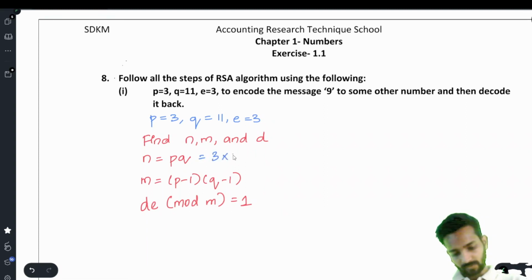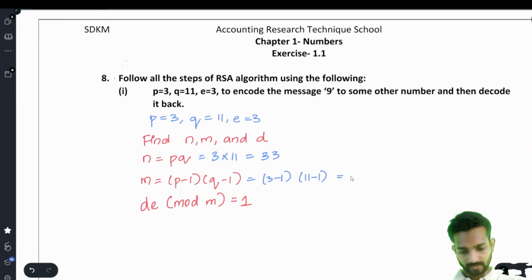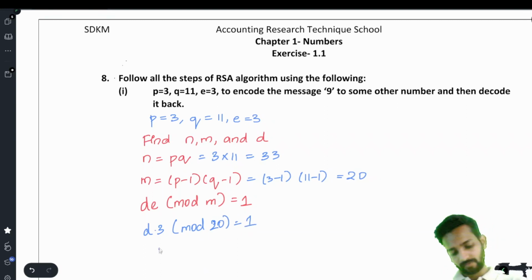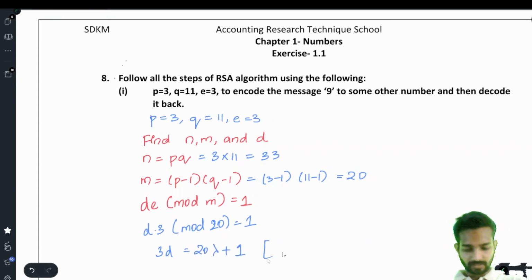Now pq will be 3 into 11, that will be 33. This will be 3 minus 1 is 2, 11 minus 1 is 10, that will become 20. And for d e mod m, we can write d as it is, value of e is 3, mod of value of m is 20, which is equal to 1. Now we can write it as 3d mod m, going at the right hand side, it will become 20 lambda plus 1. Lambda is just any natural number.